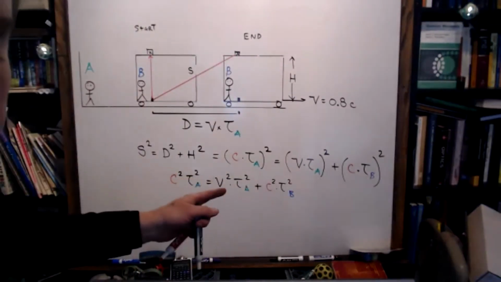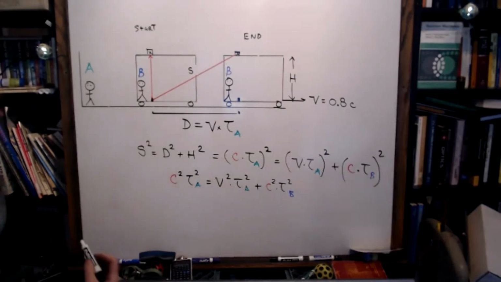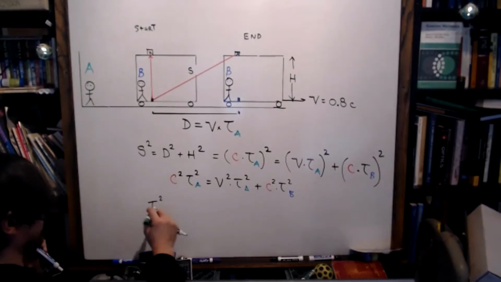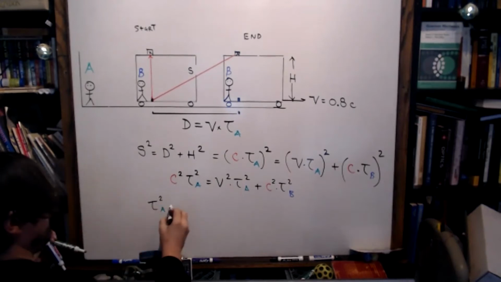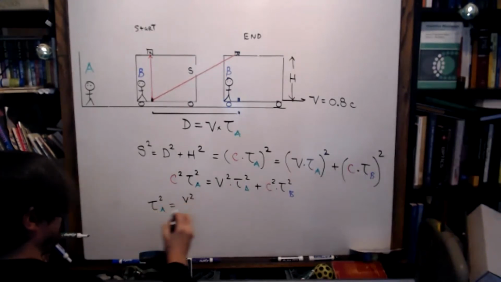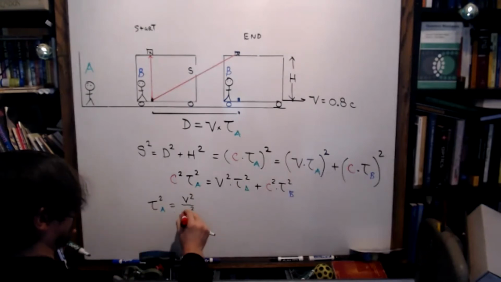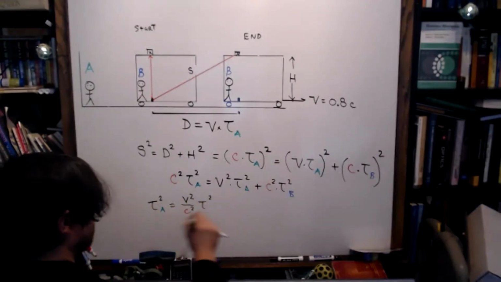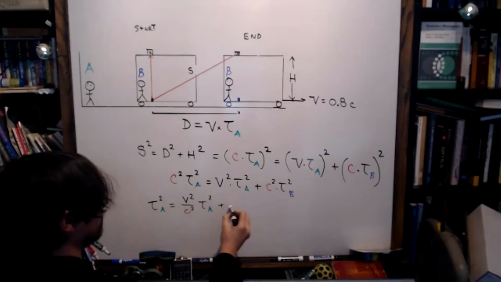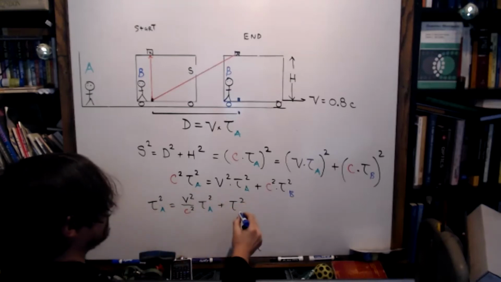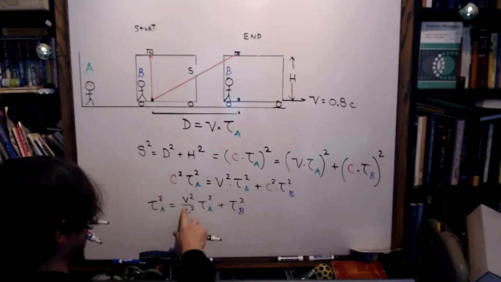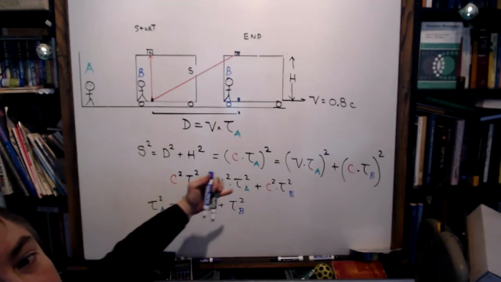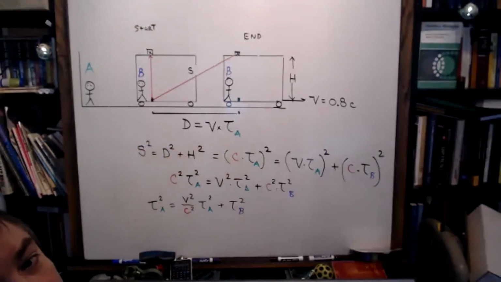Then I divide each term in the equation by C squared. This gives me TA squared equals V squared over C squared TA squared plus TB squared. So what I was doing there, so that you guys can understand, is I was just trying to get the velocities in the same term and just kind of clean this up a little bit.